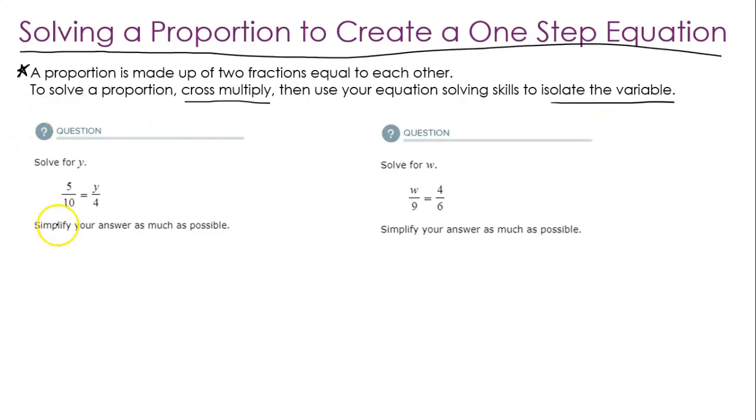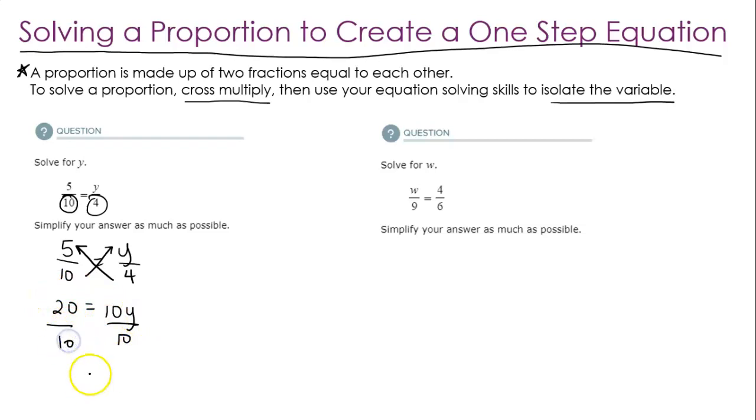So some of you have only learned this when these are multiples of each other. That is not the case for something like this. I can't multiply 4 by a whole number and turn it into 10. The easier way to do that is to cross multiply. And when I say cross multiply, I mean cross multiply in an X shape. So I multiply things that are on the diagonal. So I can do 4 times 5 and get 20, and 10 times y and get 10y. Now notice I've created a one-step equation, so I can just divide both sides by 10, and I now see that y is 2.